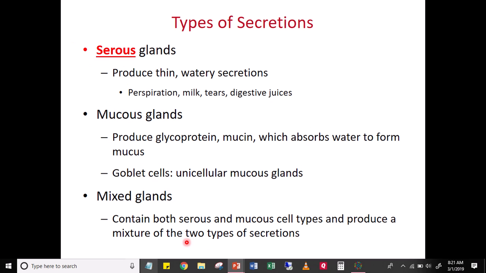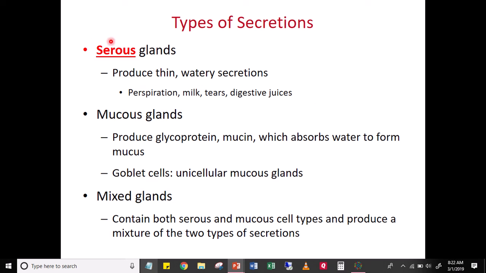We also have serous glands. When we think serous, I don't want you to think serous membrane. In this context, I want you to think watery or liquidy, very liquidy, highly runny secretions. Serous glands make runny secretions. So when we think of sweat, milk, tears, and our digestive juices, those have a high water content.